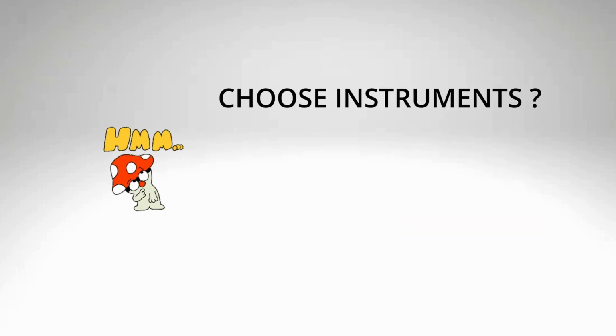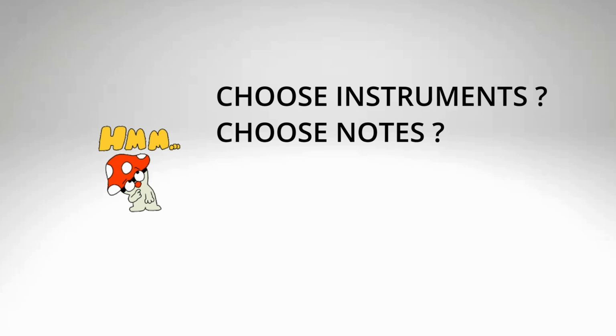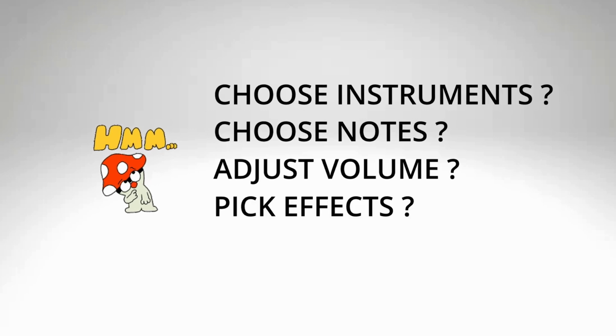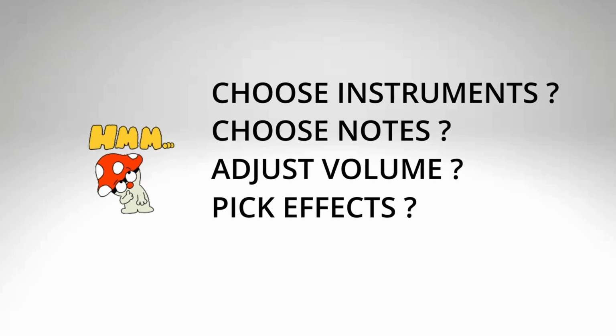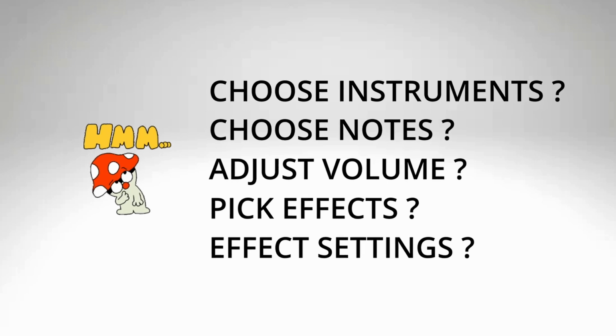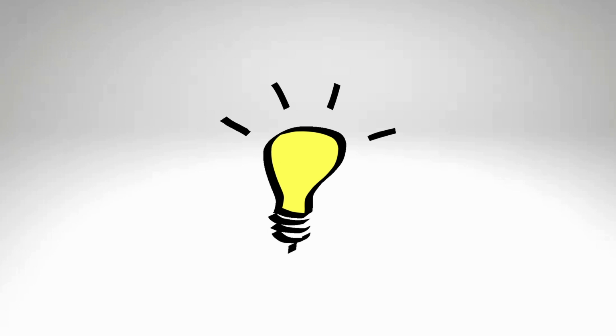Simple, right? I have to figure out how to choose instruments, choose notes, adjust the volume, pick effects, as well as somehow pick the settings of those chosen effects. Where do I even start? I think a good starting point would be selecting instruments, as you can't really make a song without them.